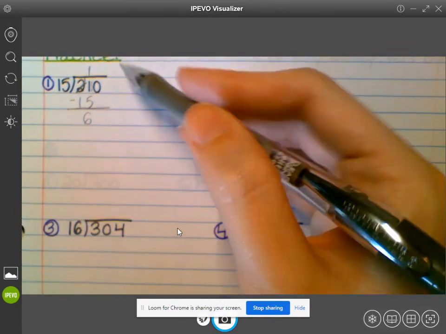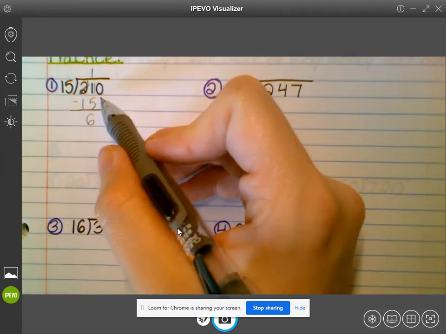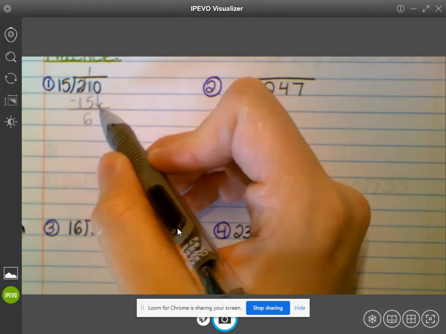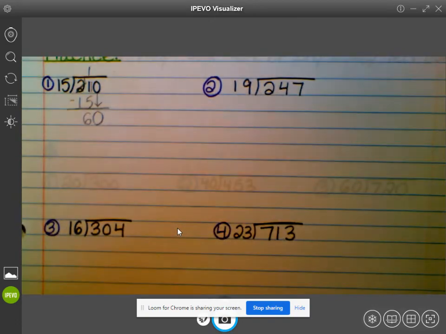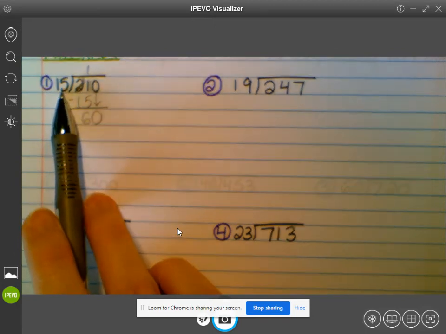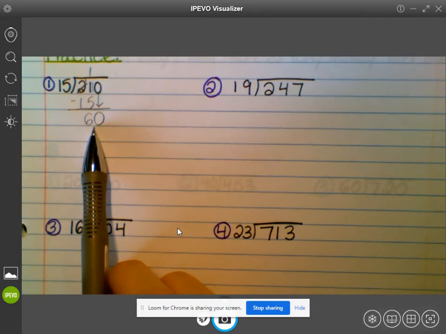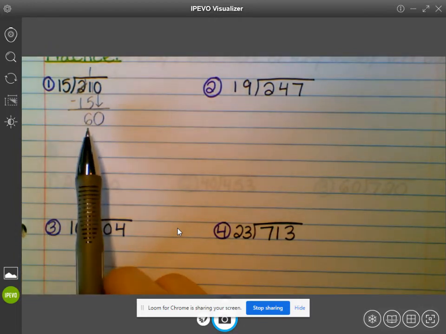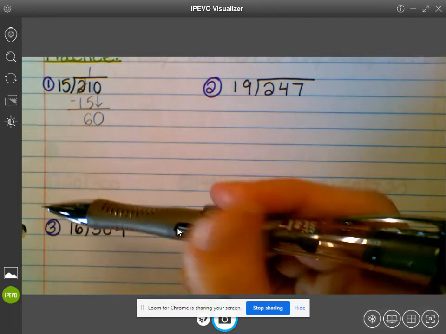Once we get that answer, see how we still have another digit in the number 210? We bring that down. Now we have 60. So then we do the same steps. How many times can 15 go into 60 without going over? Whisper to the person next to you. How many times? 4 times.